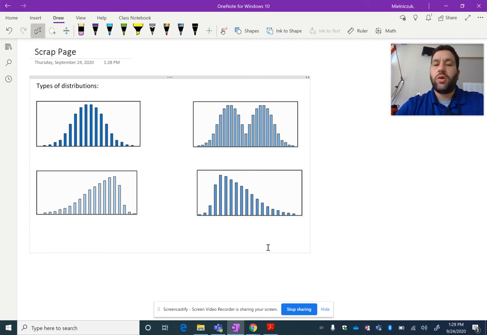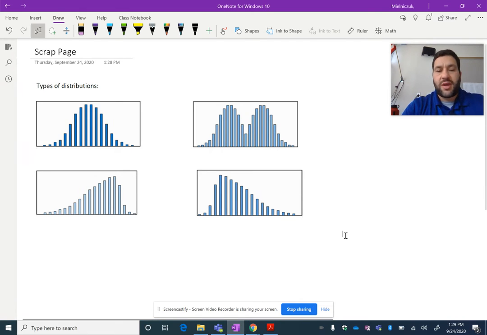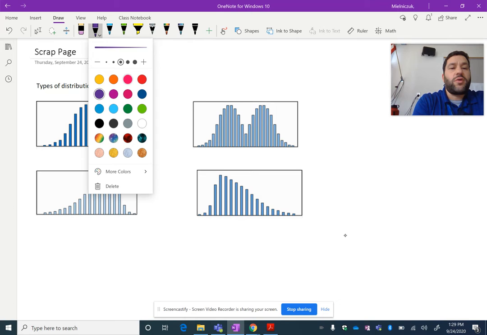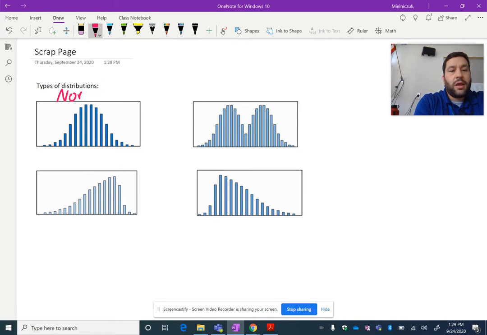Okay, so let's take a look at the different types of distributions that we can have in lesson 4.2. So in this situation, there's going to be four different types, okay? Our first type you can see is what we're going to call normal, okay?